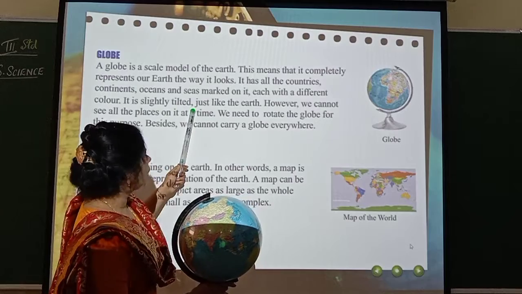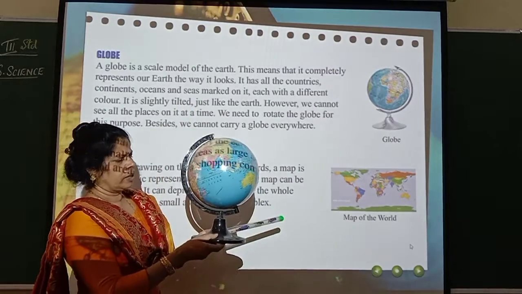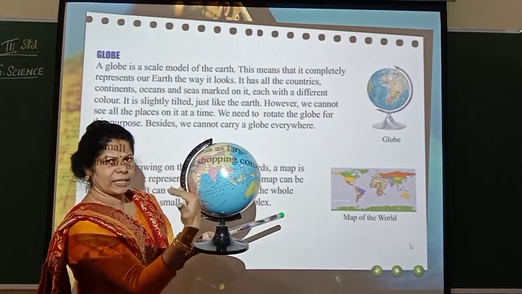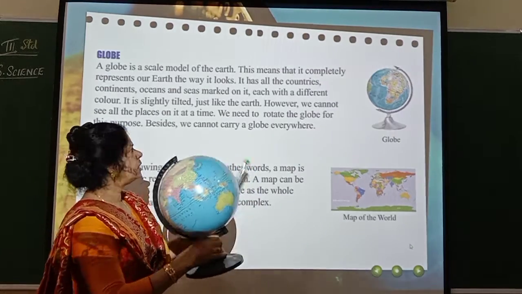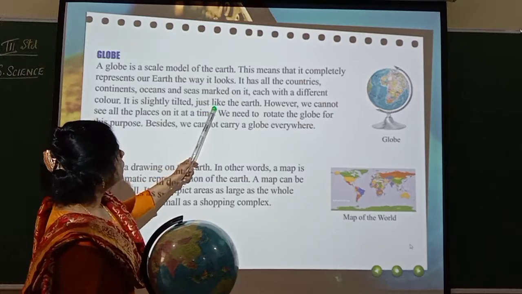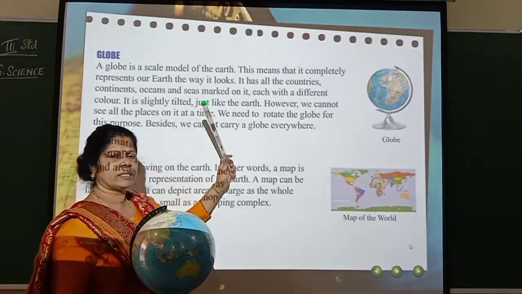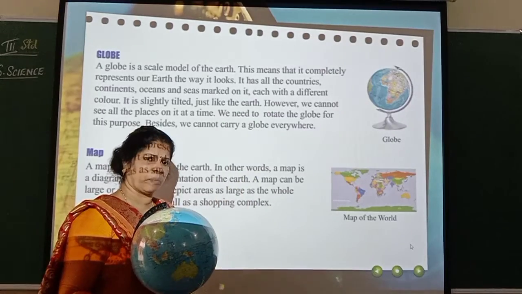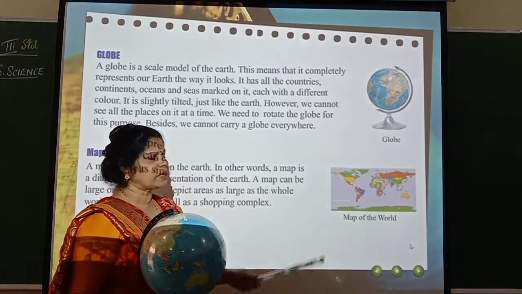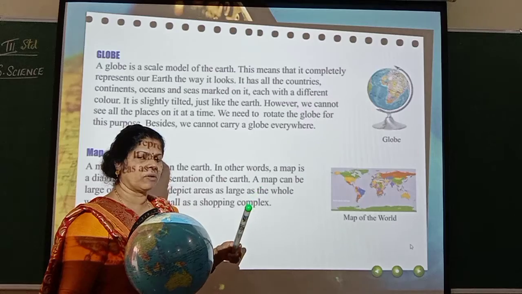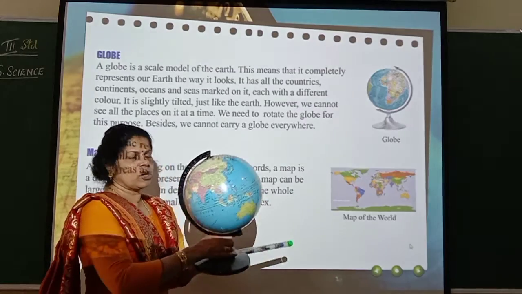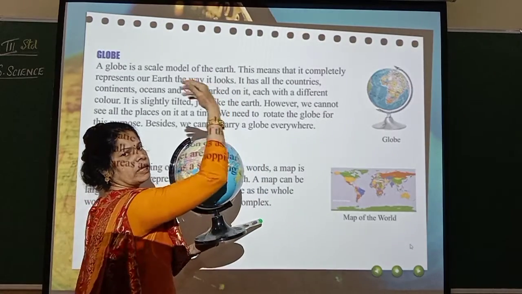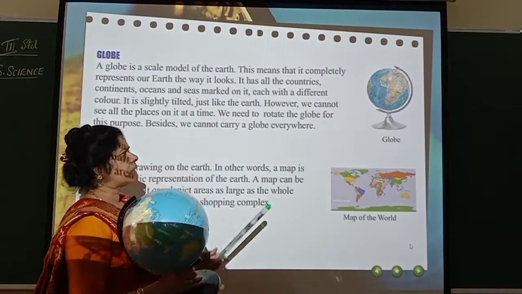It is slightly tilted. So, you see, I am holding it straight. Is it straight? No, it is tilted. Means it is slanting. Just like the earth. How is our planet earth? Earth is revolving around the sun in its orbit. Understood? So, when it is revolving around the sun, what is happening? It is not moving straight like this. It is tilted only. Tilted only it will move around the sun.